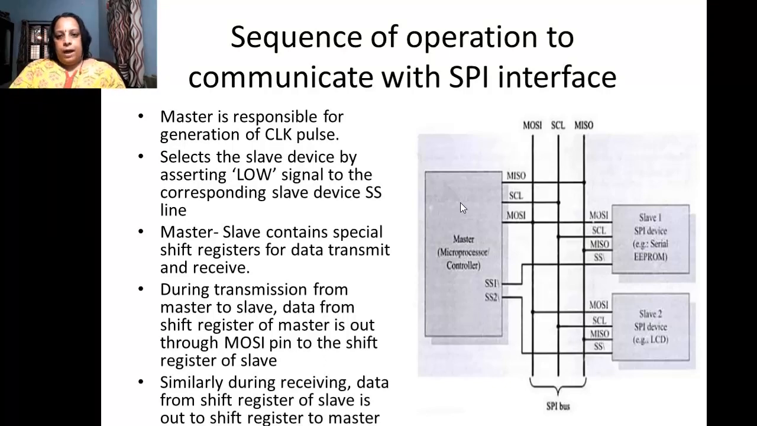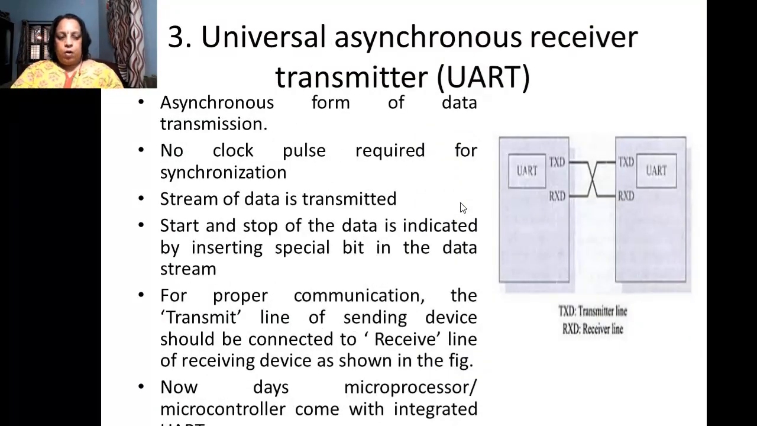Now the next kind of onboard interface is the asynchronous type. Asynchronous in the sense that the previous two were synchronous communication protocols, but this is an asynchronous communication protocol where there is no clock pulse reference for the operation. So no clock pulse is required for synchronization here. The third one we are going to see is UART, a very popular communication interface, called Universal Asynchronous Receiver Transmitter. Here the data transmission occurs in the form of streams of data.